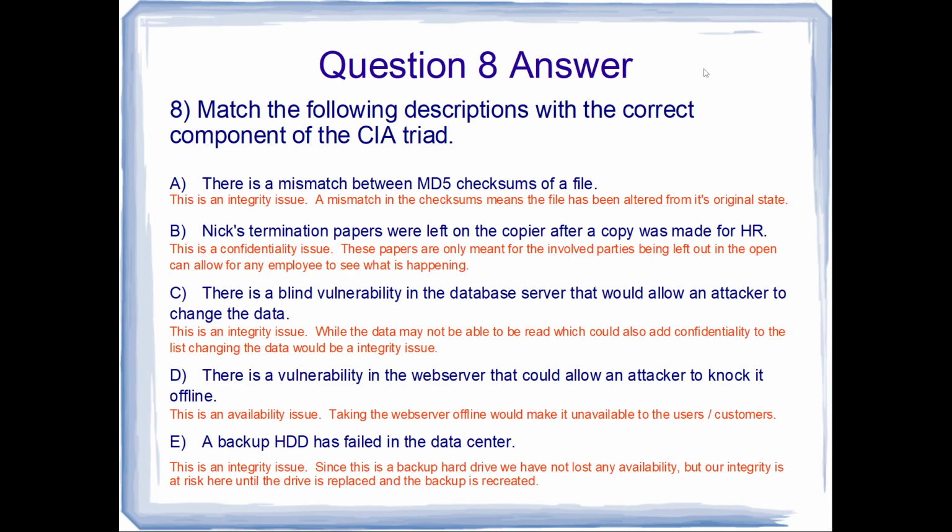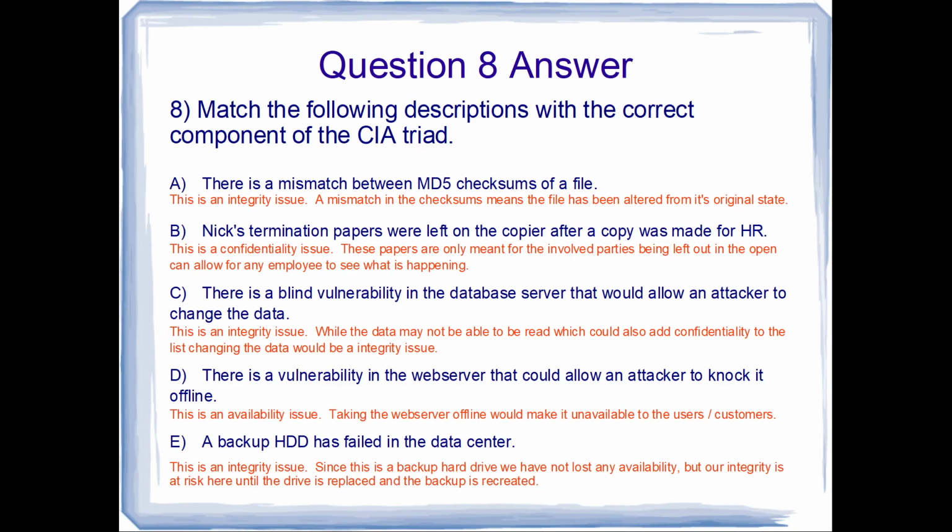So there's a mismatch between the MD5 checksums of a file. This is an integrity issue. A mismatch in the checksums means the file has been altered from its original state. Nick's termination papers were left on the copier after a copy was made for HR. This is a confidentiality issue. These papers are only meant for the involved parties. Being left out in the open can allow for any employee to see what is happening.